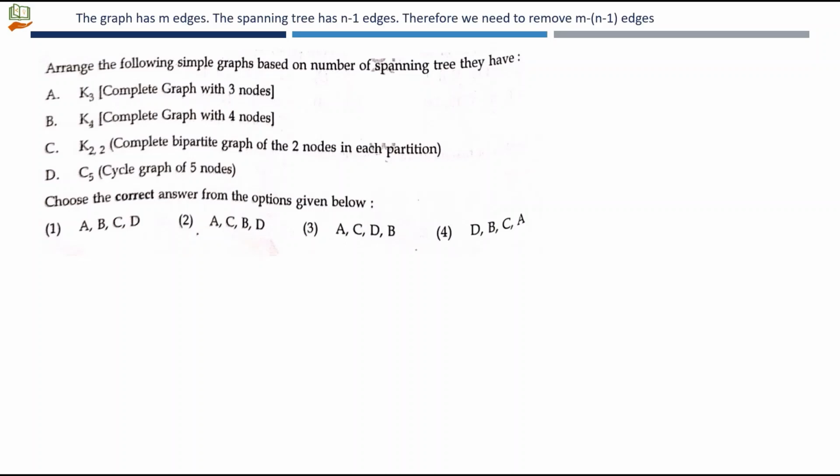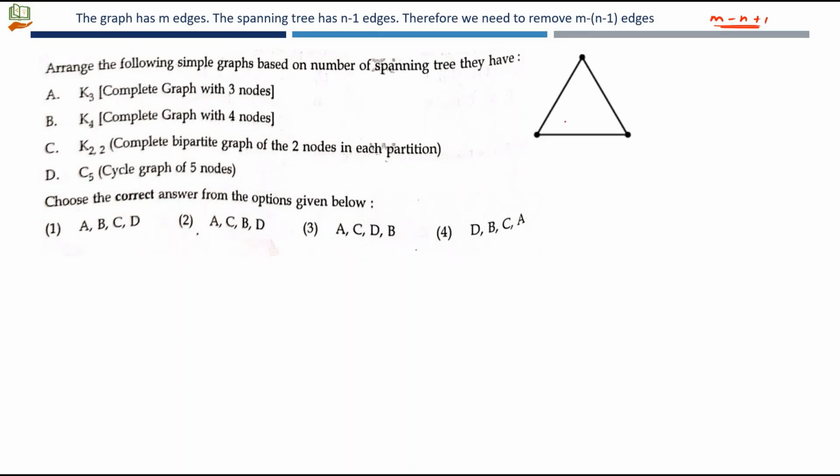If a graph has m number of edges, the spanning tree will have n minus 1 edges. So how many edges we have to remove from the graph? We have to remove m minus (n minus 1) edges. That is m minus n plus 1 edges will be removed in total.